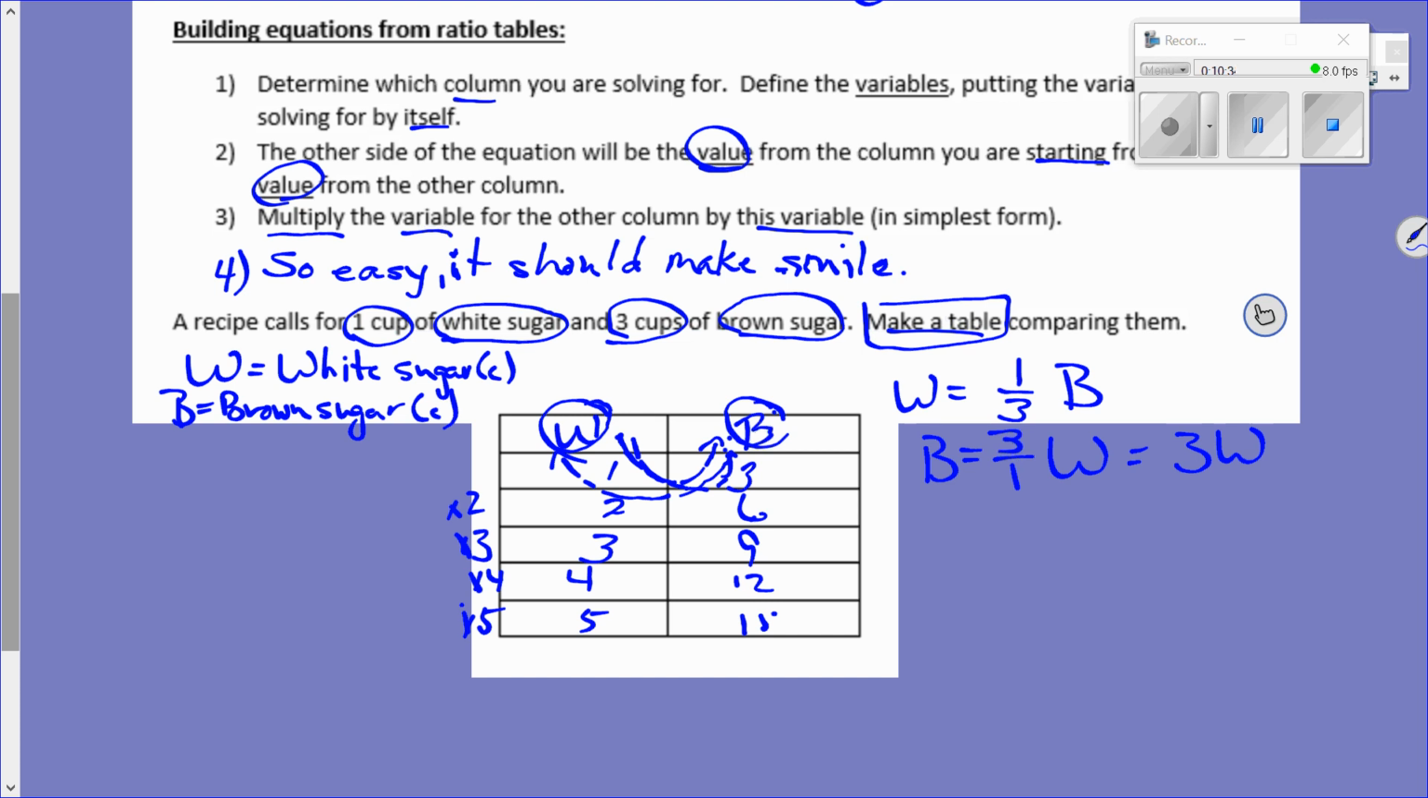Yes, Mary. For X and Y, if you're doing a chart like that, which one will go first? X is always first, so that's always X, this is always Y. Good following. Any other questions? Does that say 3W or 3W? Says 3W. B equals 3W.